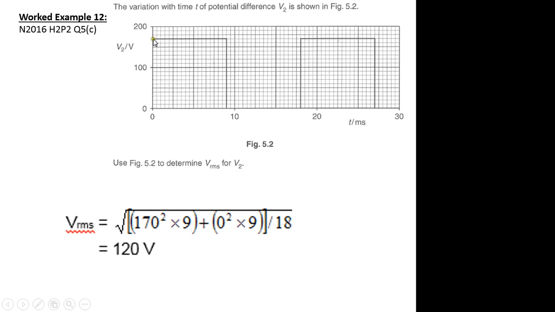So here you know that half of the time is 170, half of the time is 0. You can just take 170 squared divided by 2 and square root the whole thing. Here we use 9 to show you that it took 9 seconds. Actually, you don't need to put the 9. It can be just 170 squared divided by 2, square rooted, and you get this answer. Done. Hope most of you got this right.